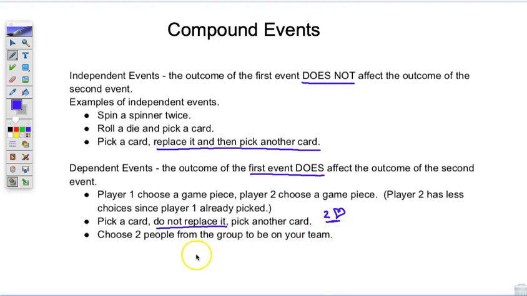So this happens a lot like in PE classes where you're picking teams and maybe you pick two people. That leaves the other group captain unable to pick the two people that you have chosen. So these are dependent events.